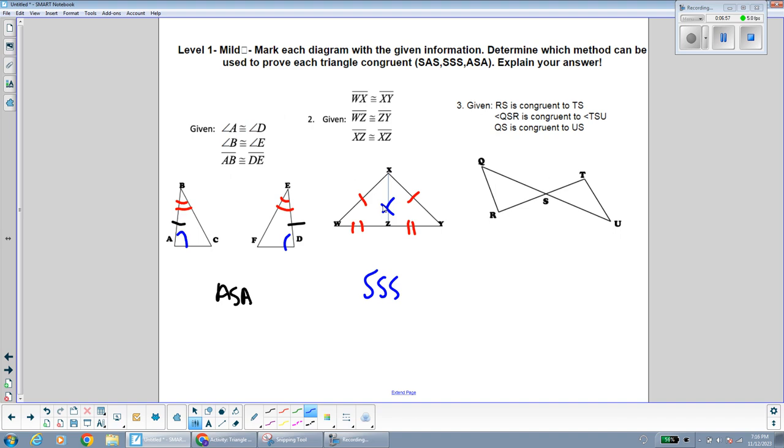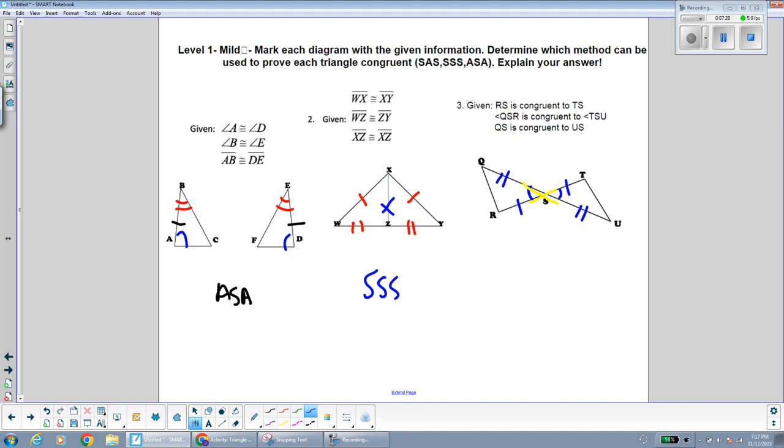Moving on, we have RS is congruent to TS. We have angle QSR congruent to angle TSU. And that was given here, but even if it wasn't, we know these are vertical angles. Remember, anytime you have intersecting lines that make that letter X, you have congruent vertical angles. So vertical angles are always congruent. So even if they didn't tell us that, we would know those vertical angles are congruent. And they also tell us that QS is congruent to US.